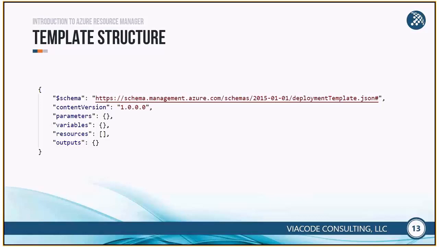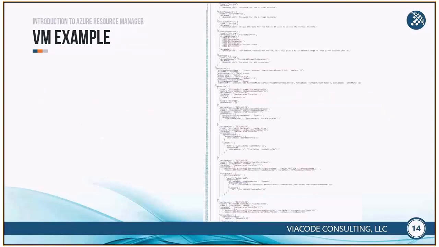Let's see a simple example from a virtual machine template. This is a minimized example of a Windows virtual machine template. This template contains storage account, virtual network, network interfaces, public IP addresses, and virtual machine resource definitions. And by the way, I highlighted the actual virtual machine resource definition. Let's examine this particular resource.